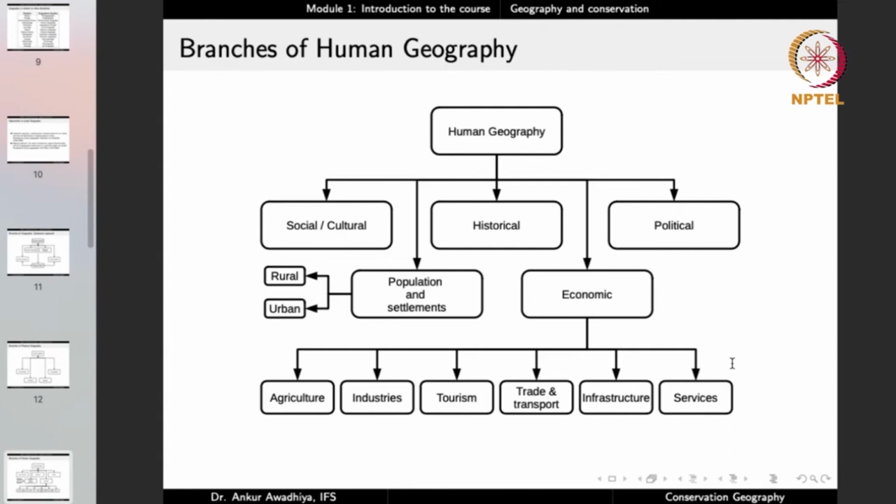Now, in the case of any of these, we will ask the question, okay, what are the different kinds of infrastructures that humans have built? Where is a particular form of infrastructure found? And why are those infrastructures found in those areas where they are found? So in the case of infrastructure, we can ask the same questions, but this is a subdiscipline of human geography.